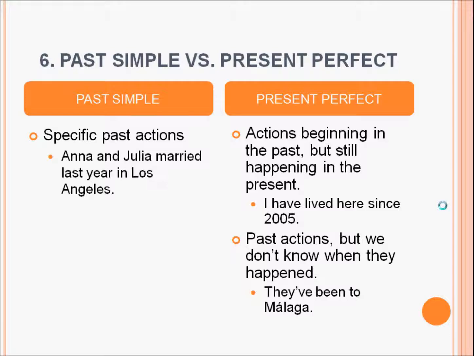And the second use of present perfect is with past actions, but we don't know when they happened. They've been to Málaga. Ellos han estado en Málaga. We don't know when it happened, but we know it is past.